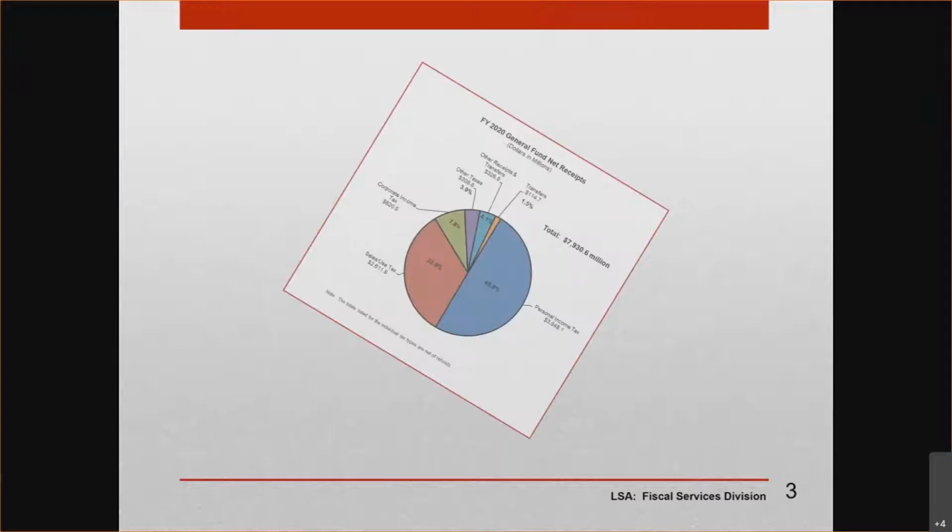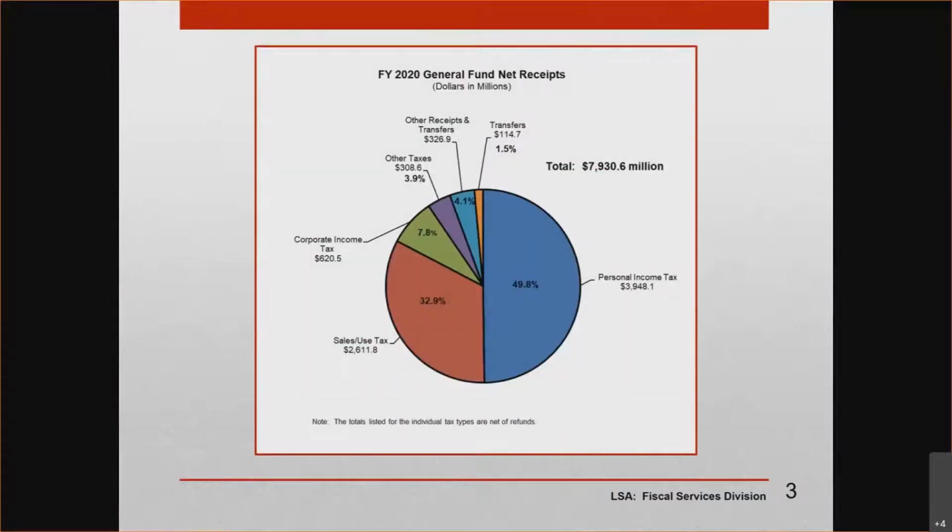So the revenues that make up the general fund: this pie chart shows the total revenues collected in the most recently completed fiscal year. In fiscal year 20, which ended last June 30, the state brought in $7,930.6 million in revenue, and that's net revenue after refunds. The thing to take away from this chart is that 90% of all the revenue to the state general fund comes from 3 sources: personal income tax, sales tax, and corporate tax. And as you can see, 50% of all the revenue comes from personal income tax and 30% from sales tax.